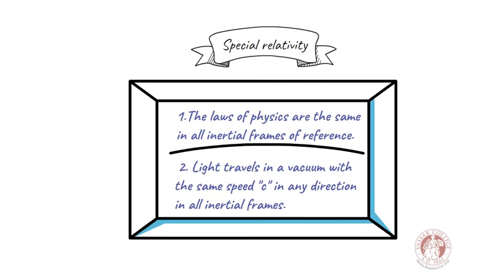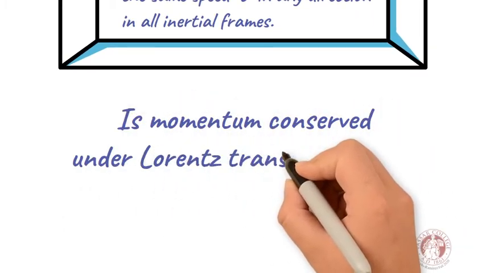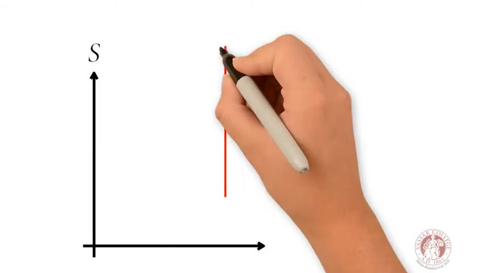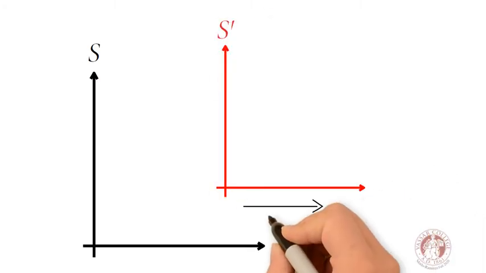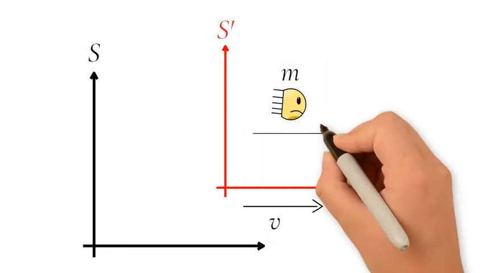As we know, in order to have a good theory, it has to reproduce the results of classical physics. In this sense, we need to answer the following question. Is the momentum conserved under Lorentz transformations? To answer this question, let's think of the following case. Suppose you have two reference systems, S and S'. Also, there is a particle moving with respect to S', with mass m and speed u.